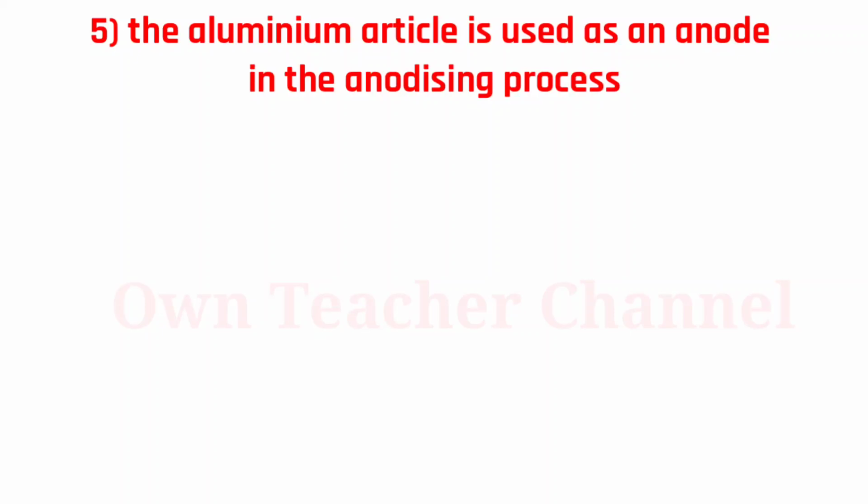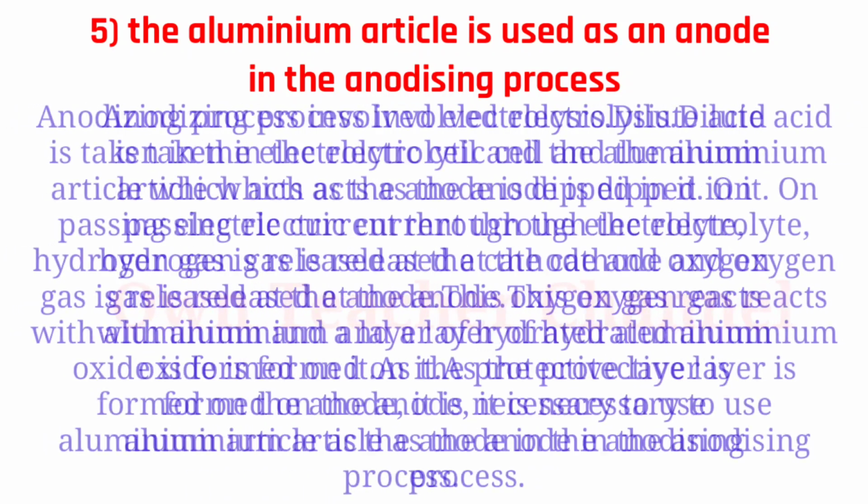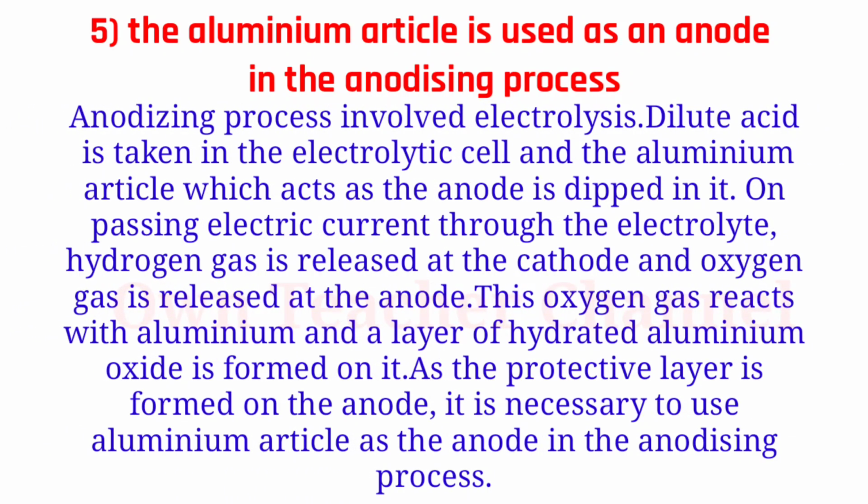5. The aluminium article is used as an anode in the anodizing process. The anodizing process involves electrolysis. Dilute acid is taken in the electrolytic cell and the aluminium article, which acts as the anode, is dipped in it.